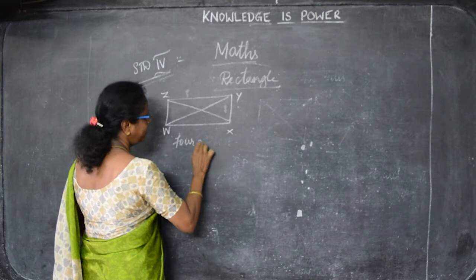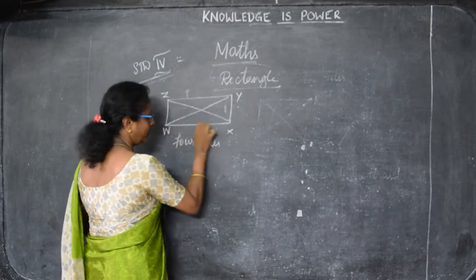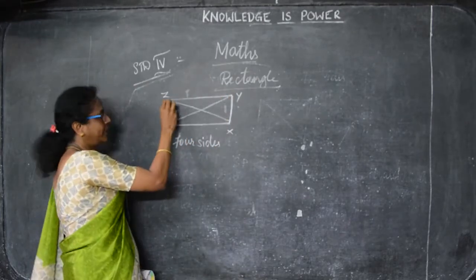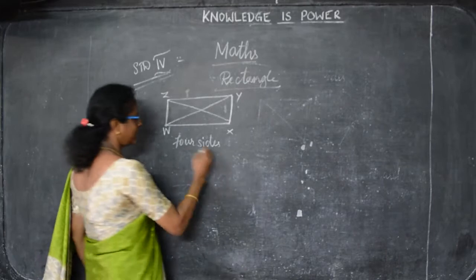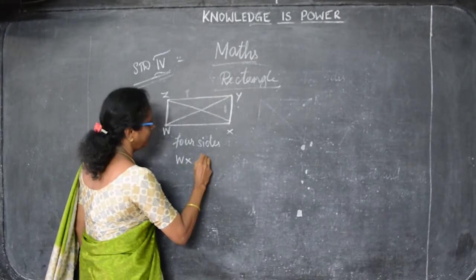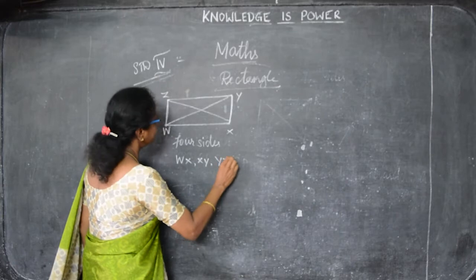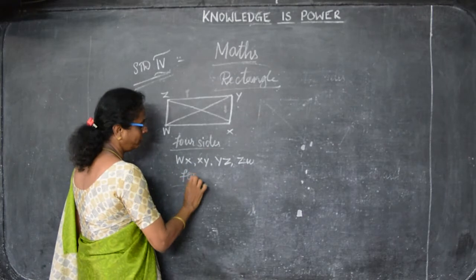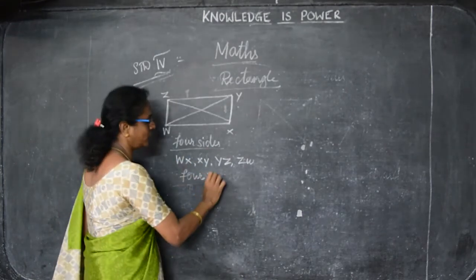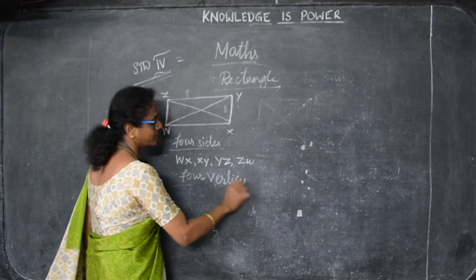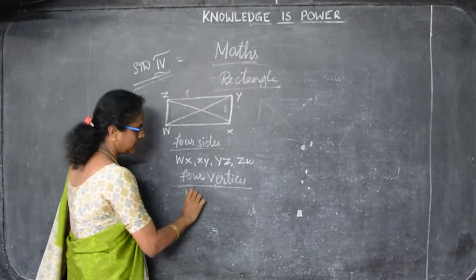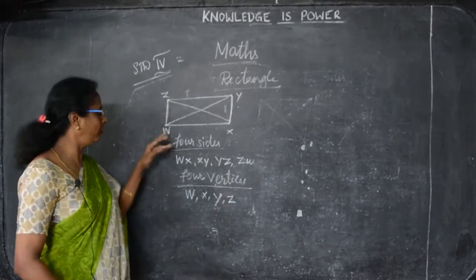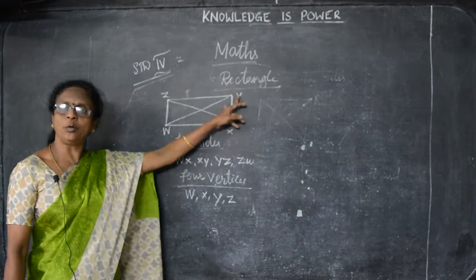What are the four sides? WX is one side, XY is another side, YZ is the third one, and ZW is the fourth one. So you can write WX, XY, YZ, and ZW. These are the four sides. Now four vertices, I said four vertices are the four corners. What are the four vertices? W, X, Y, Z. These are the four vertices, W, X, Y and Z.